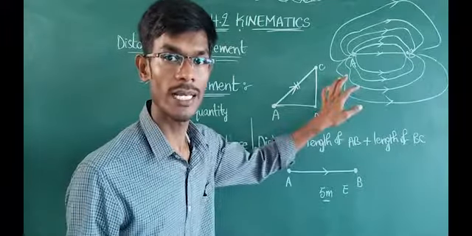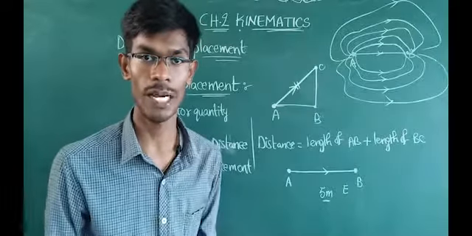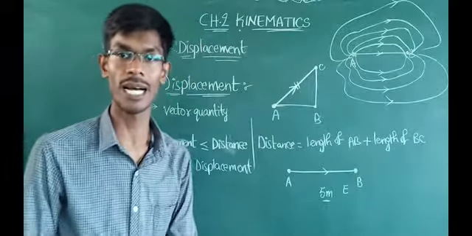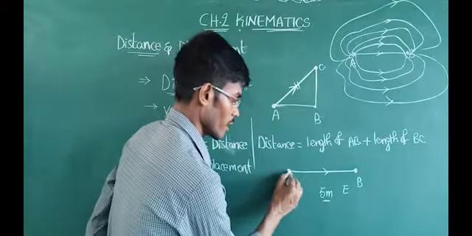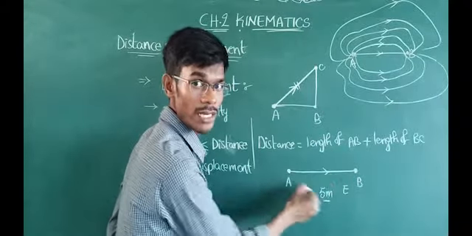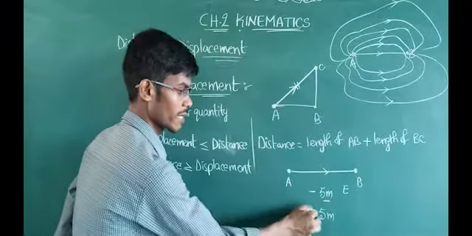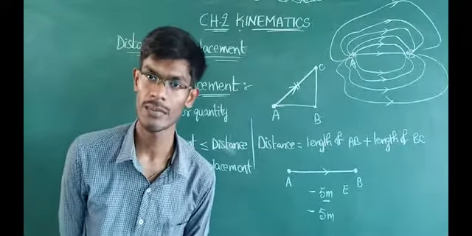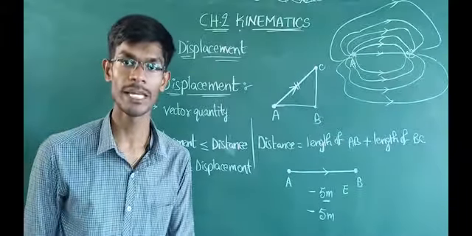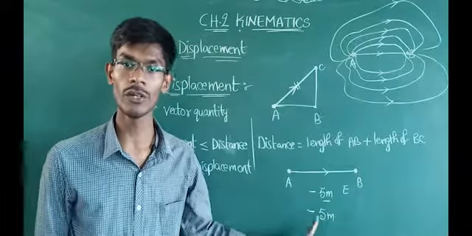But among all these, which one is the shortest from A to B? This itself is the shortest path. So the shortest path between the initial position and the final position we will call the displacement. Here this is the initial point, this is the final point, and the length of the path is 5 meters. See here, this is distance, this is displacement. If an object is moving along a straight path, then distance is equal to displacement.